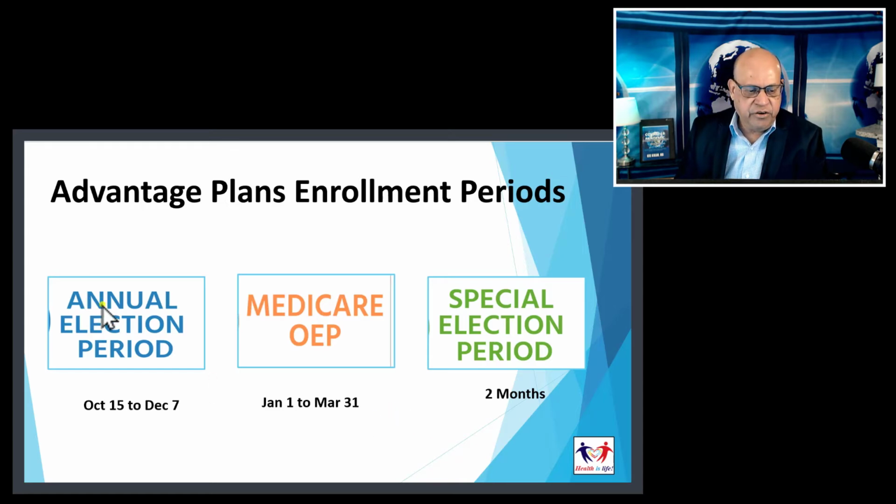We have an annual election period that is between October 15th and December 7th. That's when people can enroll into an Advantage plan. Then we have the open enrollment period, which is from January 1st to March 31st. Then we have the special election period, and we'll talk about that.